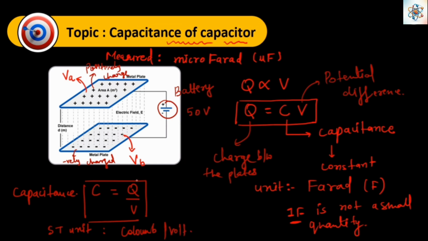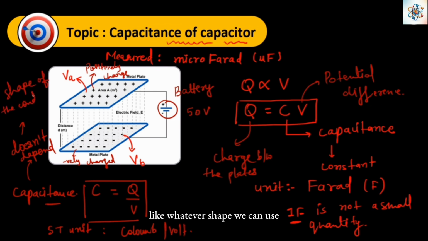So a capacitor is a device that stores electrical energy, or you can say a capacitor is a pair of two conductors of any shape also. So the capacitance doesn't depend on the shape of the conductor. Whatever shape we use for these two plates, this is an important point.